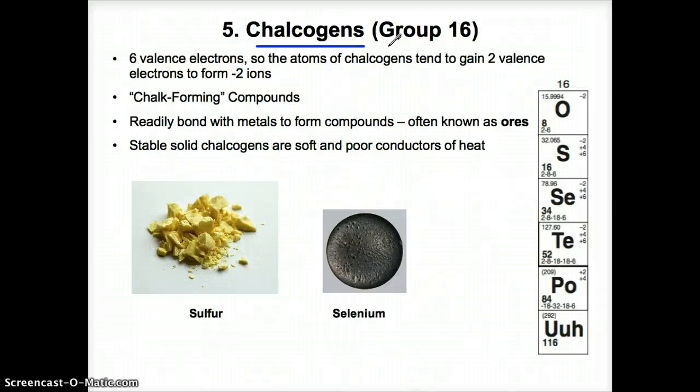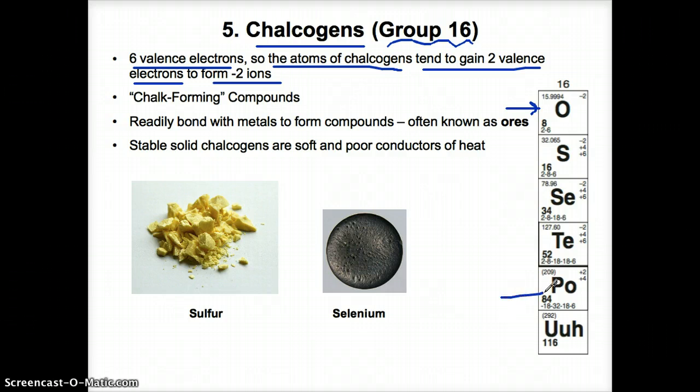Next, we have chalcogens in group 16. And chalcogens, as you can see in the electron configurations here, all have 6 valence electrons. Since they're so close to an octet, the atoms of chalcogens just have to gain 2 valence electrons to form negative 2 ions, as you see by the top oxidation state here. Chalcogens range from oxygen at the top here to polonium at the bottom here, atomic number 84. All right, and the compounds of these chalcogens are called chalk-forming compounds.